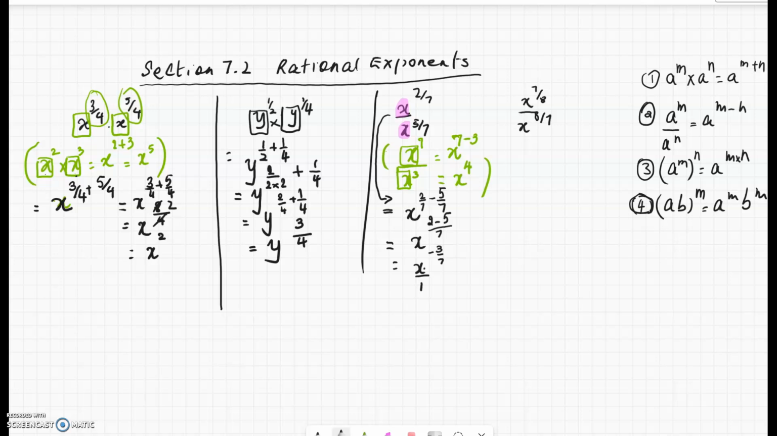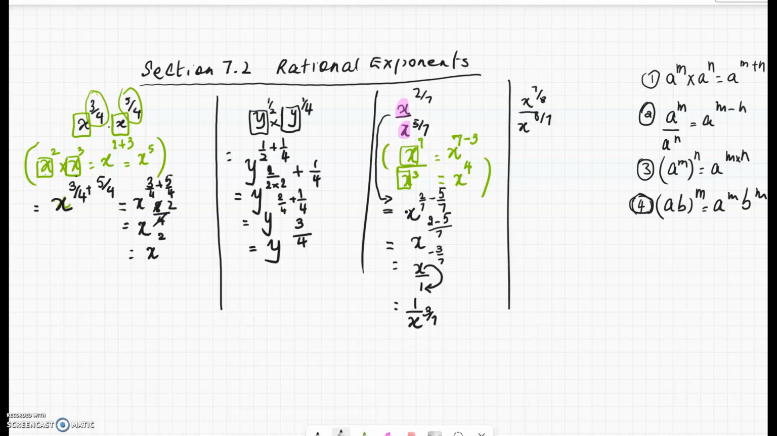Now usually we don't write terms with negative exponents, so we're going to move that term down. What changes is not the base. We're going to leave 1 in the numerator, and it is x to the, just change the sign of the exponent. So if it is -3/7, it becomes +3/7.